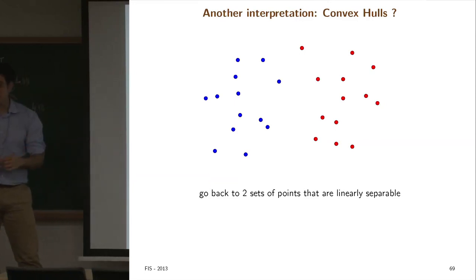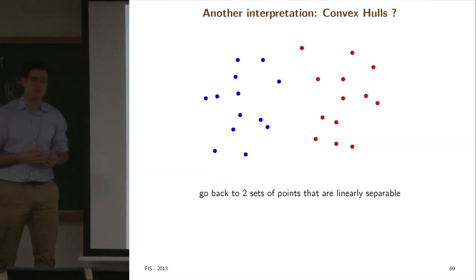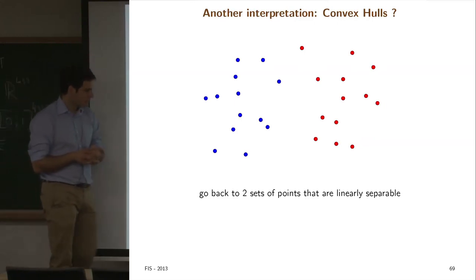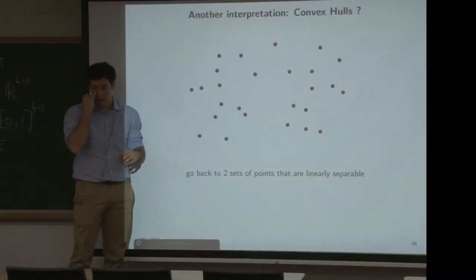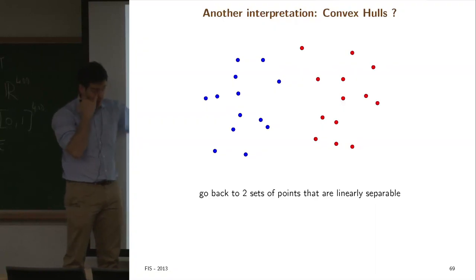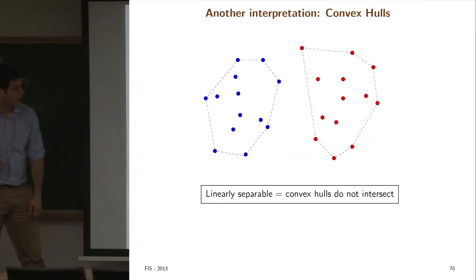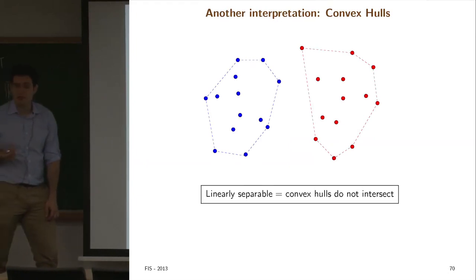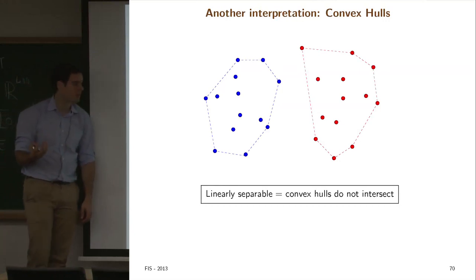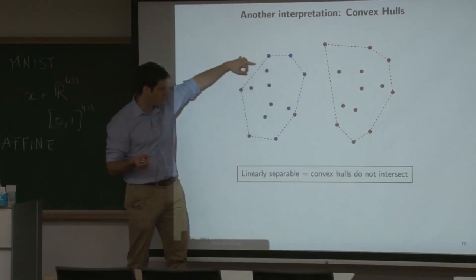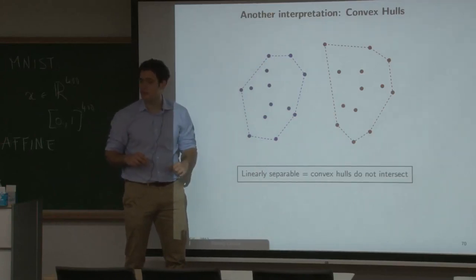Let me just close the lecture with an intuition, which I think is more important, on what the SVM tries to do. So suppose that we have two sets of points that are linearly separable. I have blue points and I have red points. In geometrical terms, knowing that two sets of points are linearly separable is equivalent to saying that their convex hulls do not intersect. Okay?